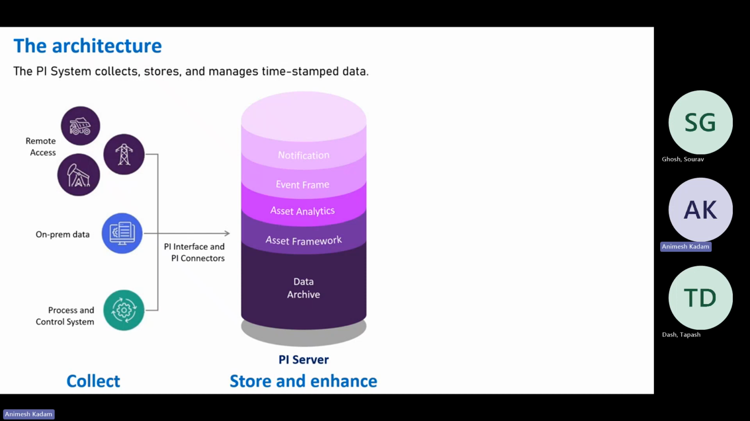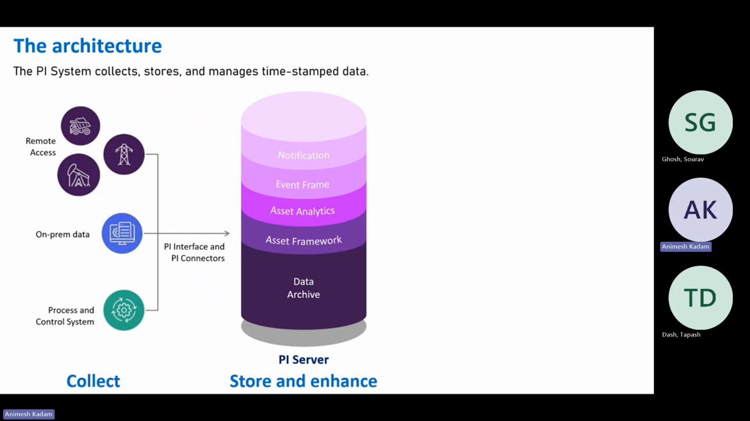Any question here? Just one question, Animesh. Rectify me if I am wrong. You told that for asset framework the database is MS SQL, right, and for data archive we use .arc files, and we call it the Pi server. Actually, those files are called archive files, and the database is called PI Archive.